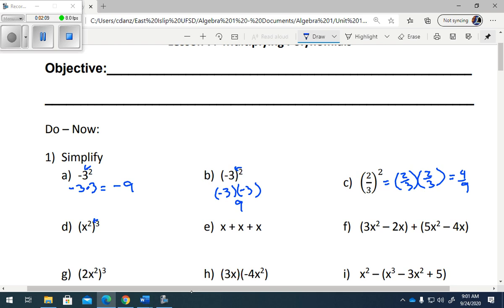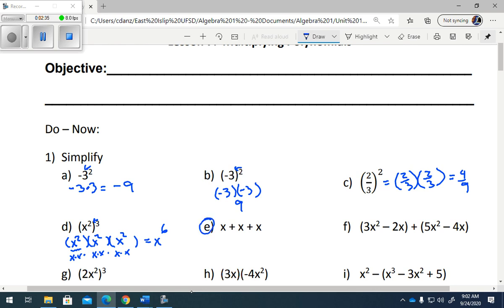This parenthesis is used as a factor 3 times, so I have x to the second times x to the second times x to the second. Maybe you know that answer already as x to the 6th. If not, we would expand this in here. X squared is x times x. X squared is x times x. X squared is x times x. Definitely x is being used as a factor 3 times.